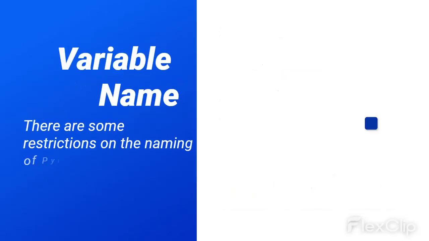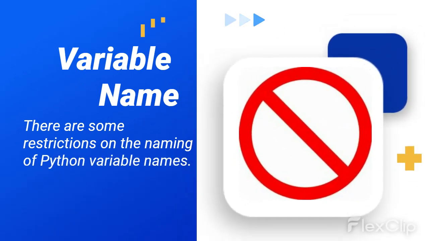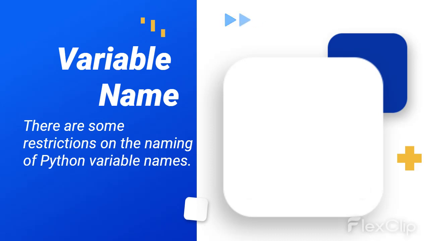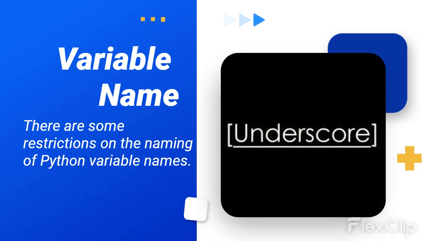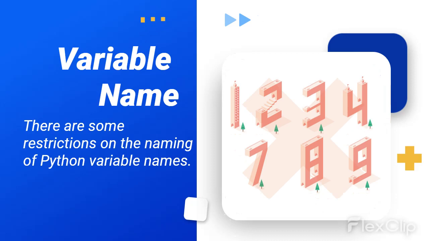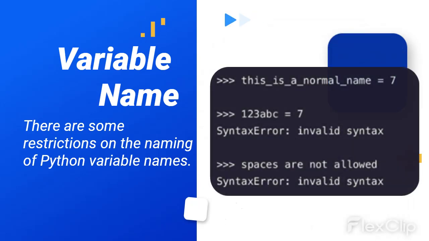Variable name. There are some restrictions on the naming of Python variable names. The characters allowed to use in variable names are letters, numbers, and underscores. And variables cannot start with numbers. Failure to follow these rules will lead to errors.